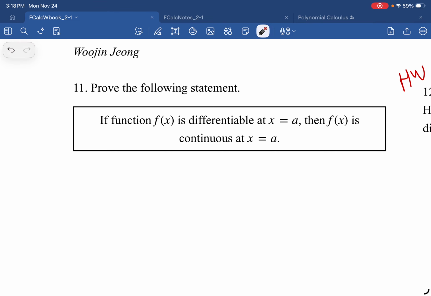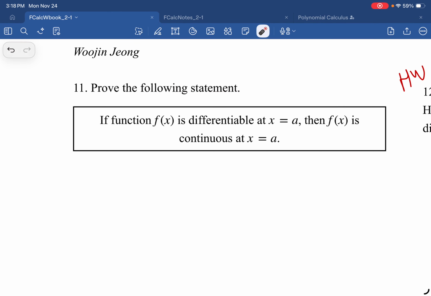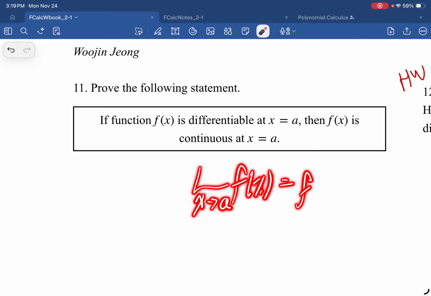All right, so let's prove the following statement: if the function is differentiable at x equals a, then the function is continuous at x equals a. Okay, so we're given that the function is differentiable and we want to prove that it's continuous. Remember, in the end, we want the limit as x goes to a of f of x equals f of a. So that's the definition of continuity, right?